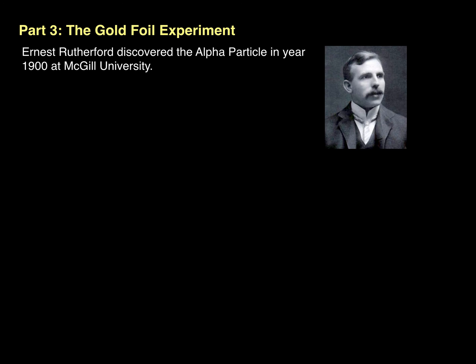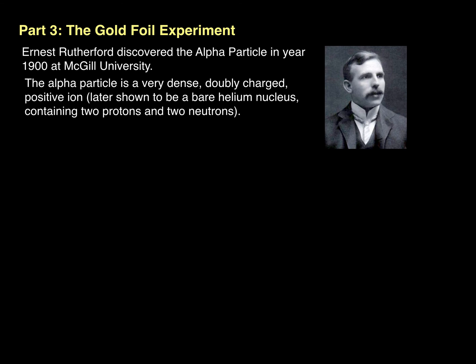Part 3. The gold foil experiment. Ernest Rutherford discovered the alpha particle in the year 1900 at McGill University. The alpha particle is a very dense, doubly charged, this means it's 2 times the elementary charge, positive ion. It was later shown to be a bare helium nucleus containing 2 protons and 2 neutrons.